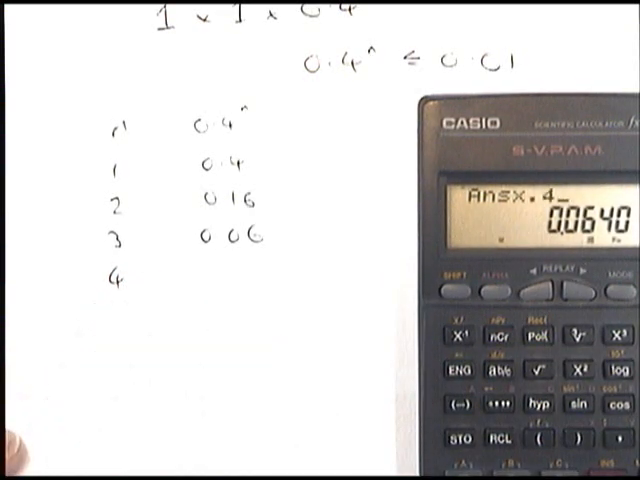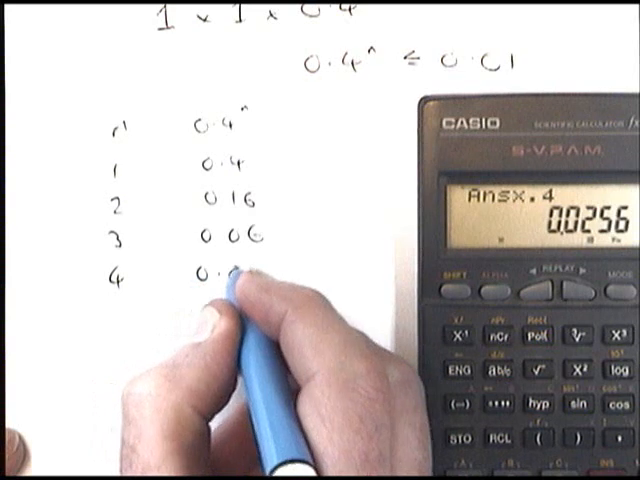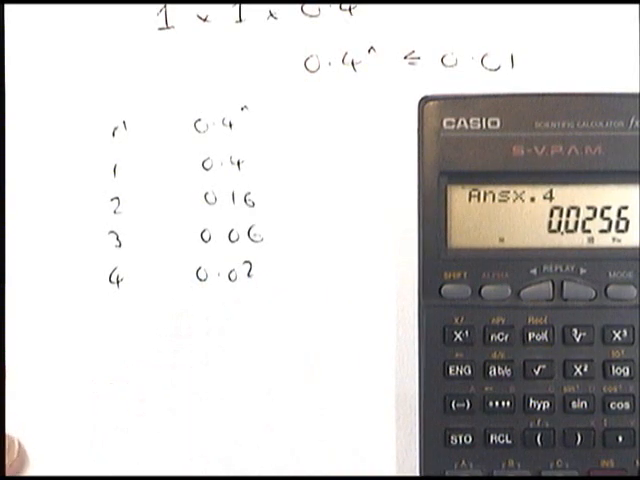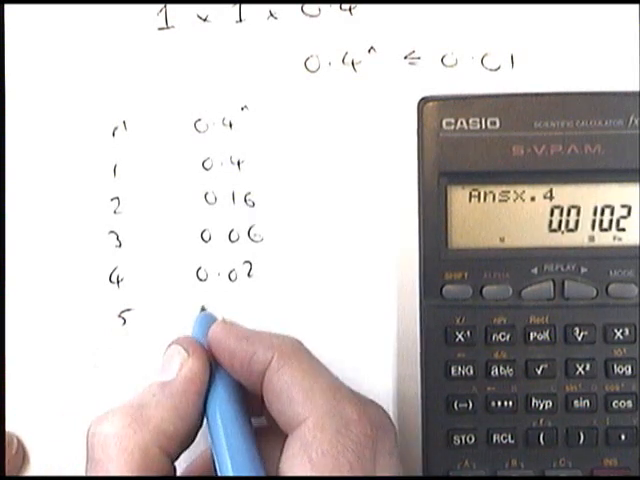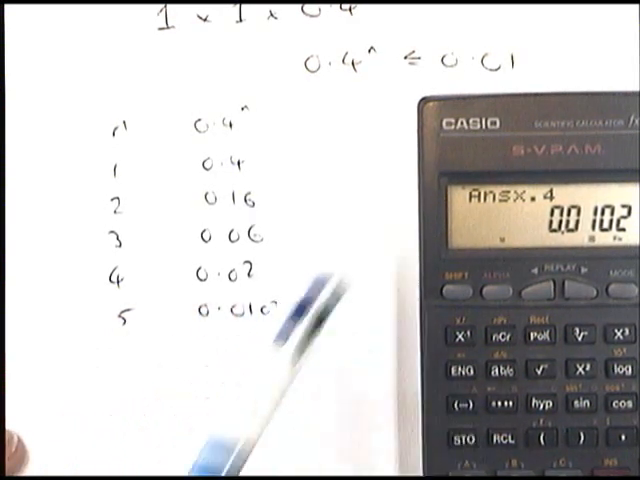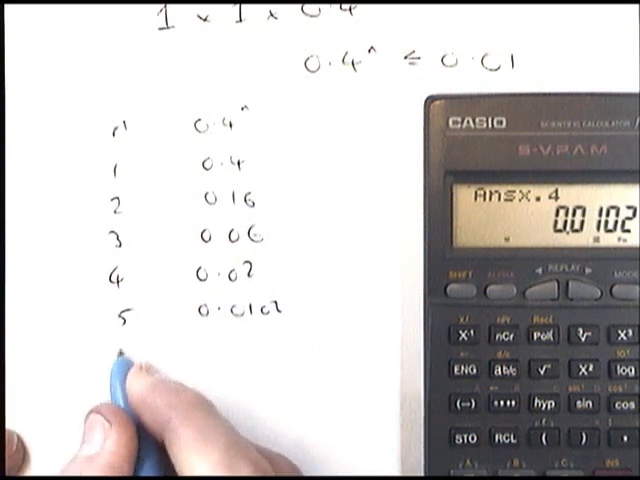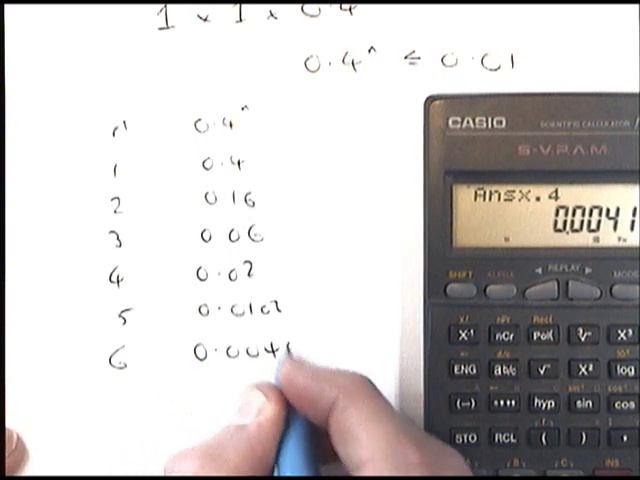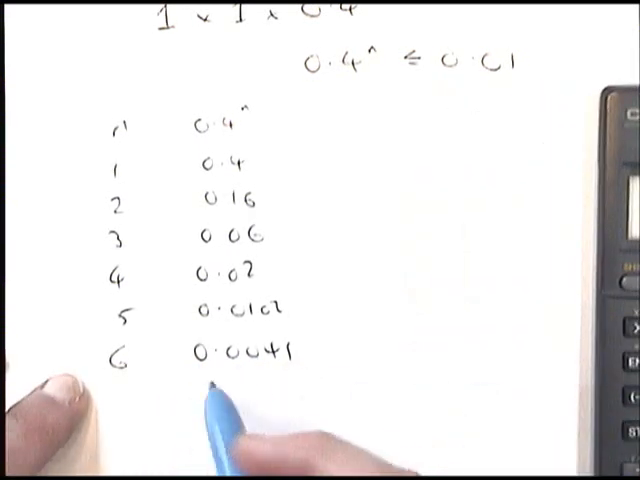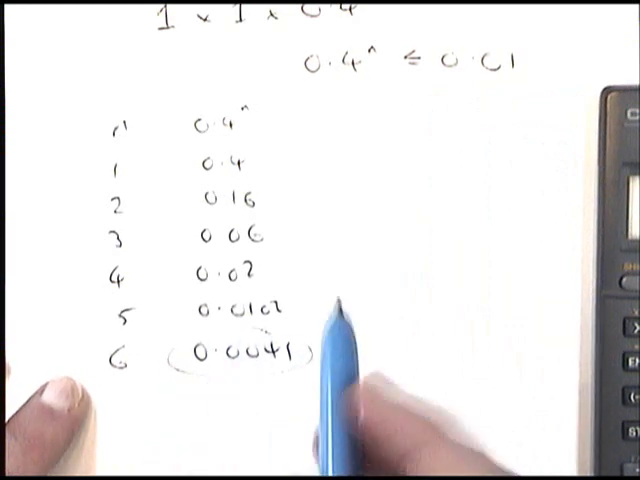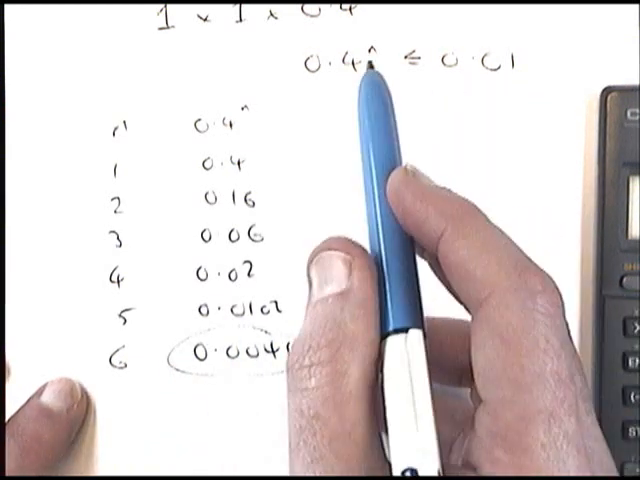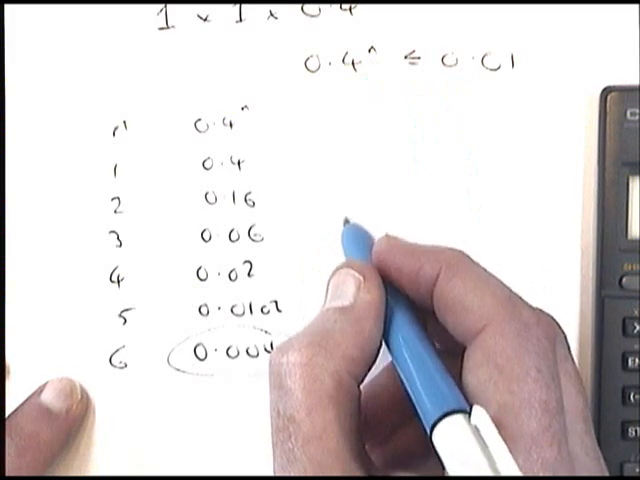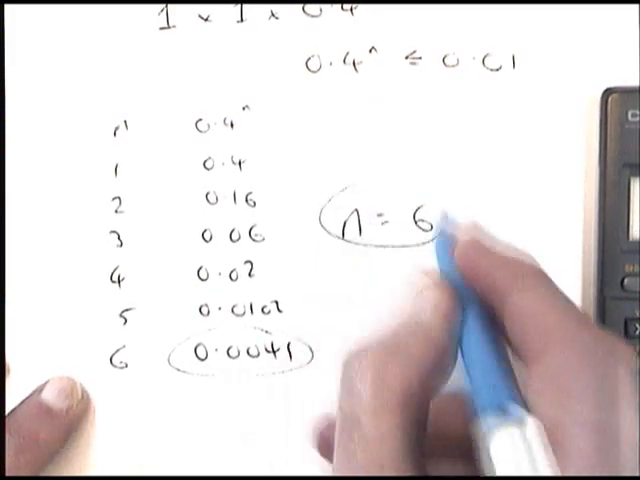Do it again, times it by another 0.4, 0.02 something. Not yet small enough. Another 0.4, I get 0.0102. It's not yet smaller than that. When I do another 0.4, which will be 0.4 to the power of 6, I get 0.0041. Now n is 6. This number is smaller than 0.01. So the n, the number I was looking for, the answer for this question is 6.